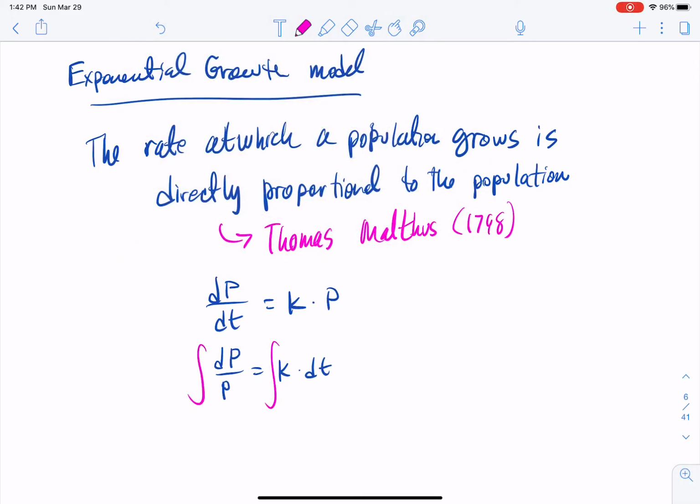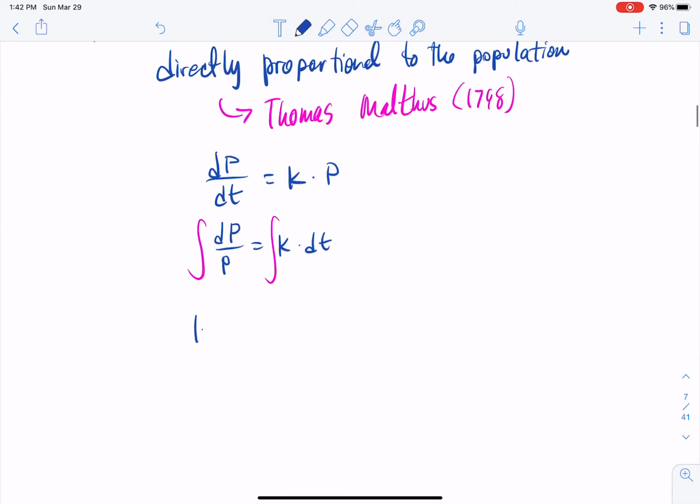integrate both sides. When I integrate the left-hand side, I get the natural log of the absolute value of P. It's basically a du over u kind of situation, right? And on the right-hand side, k is just some sort of constant. It's like a slope, right? And we're integrating that with respect to t, so this should just be k times t. And whatever you do, do not forget your plus C. All right, so far, and now we want to solve this for P.